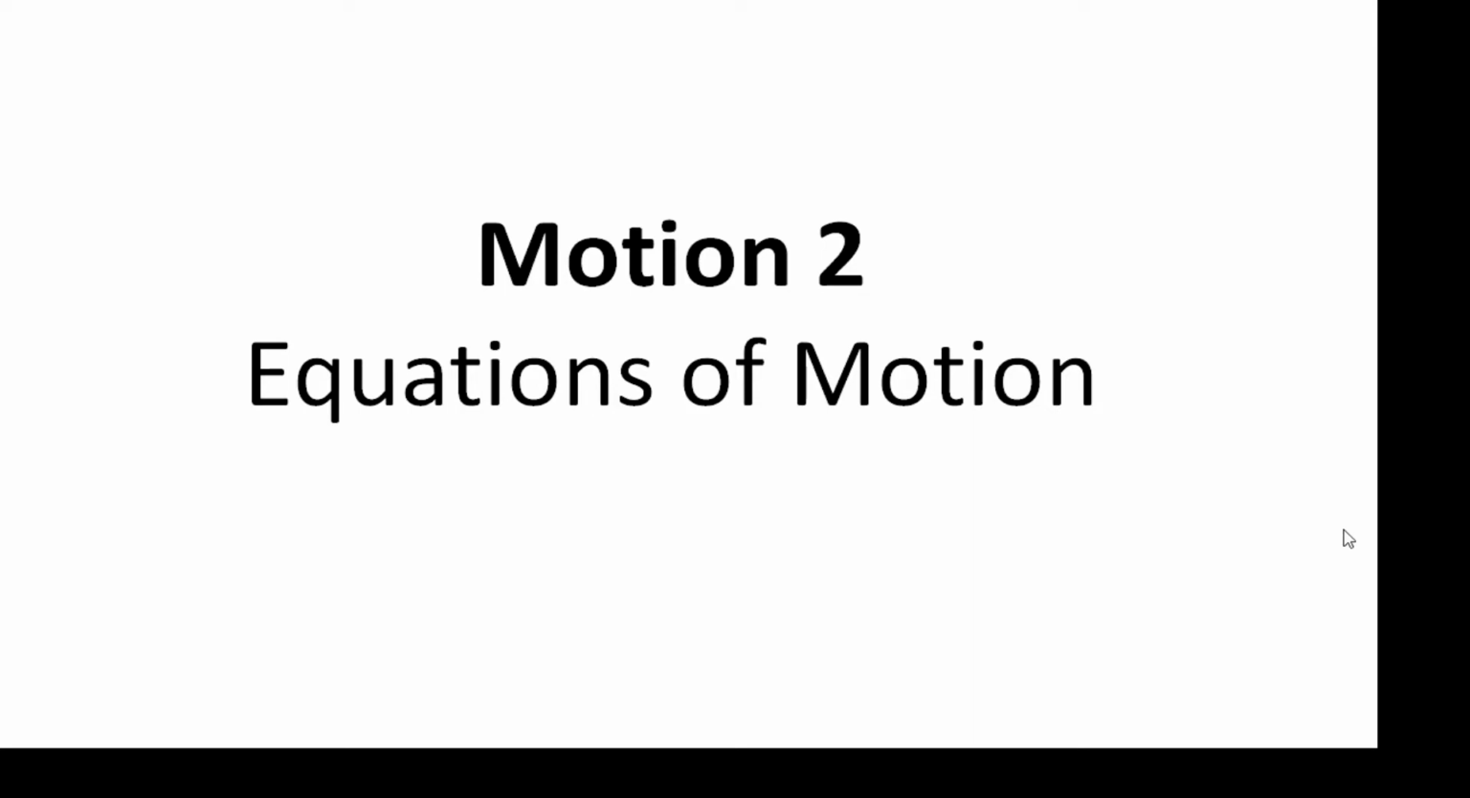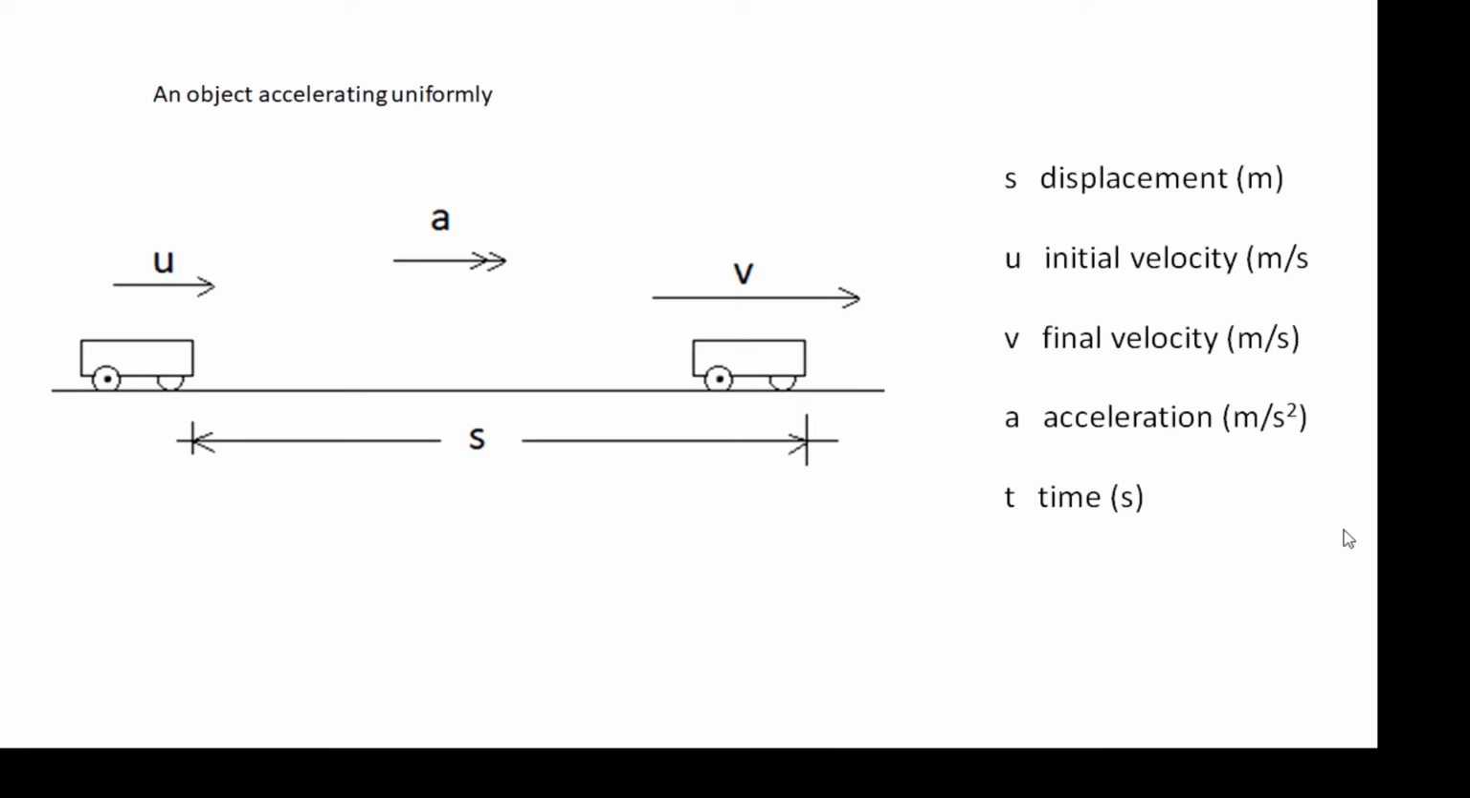This is my second video about motion, and it's about equations of motion. The equations of motion for constant acceleration. Okay, imagine this trolley is accelerating uniformly. Its acceleration is A. Its displacement after a certain time is S. Its initial velocity is U. Its final velocity is V.